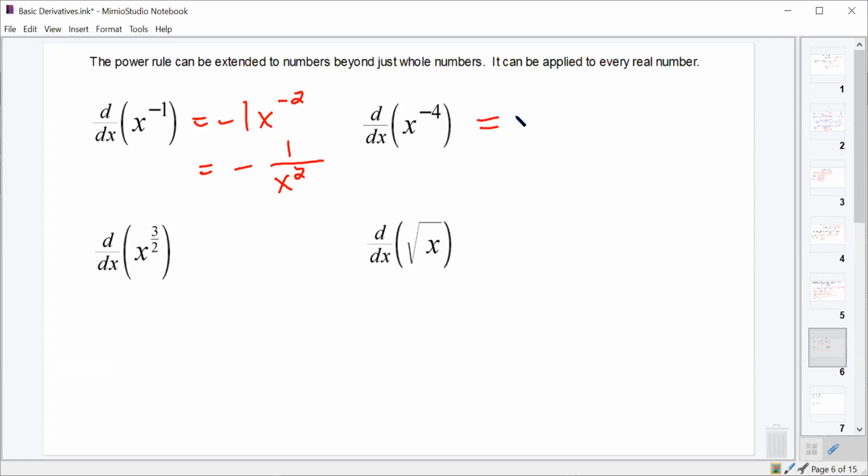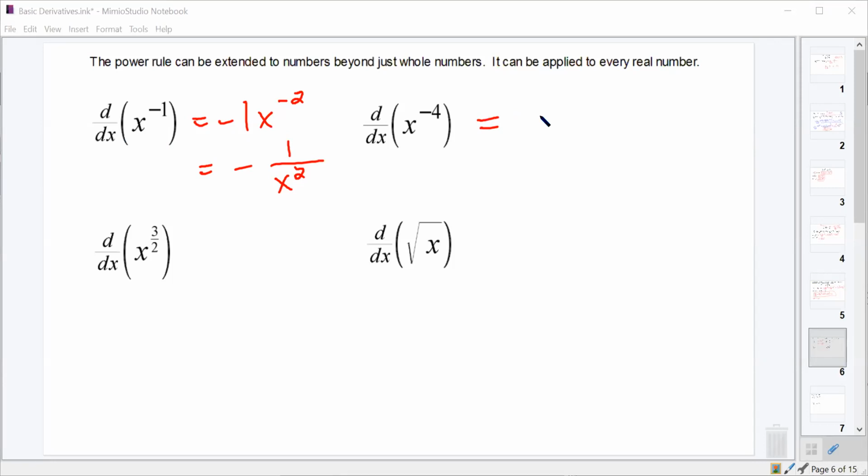Oh, there's a question in the chat. Oh, is there? I must have missed that. Sorry. Yeah, -x to the -2. That's fine, Dylan. That's no problem at all. Anytime it's got a coefficient of 1, you don't need to write it.